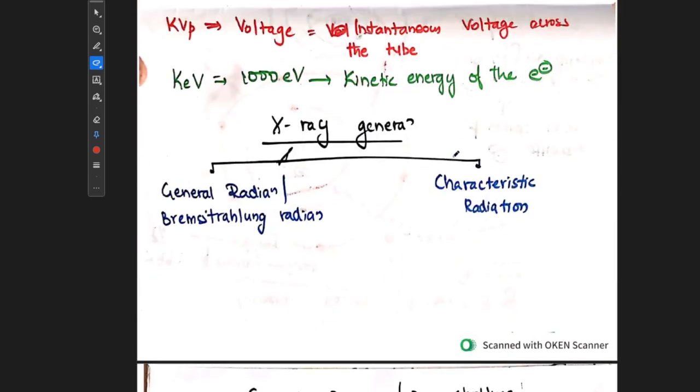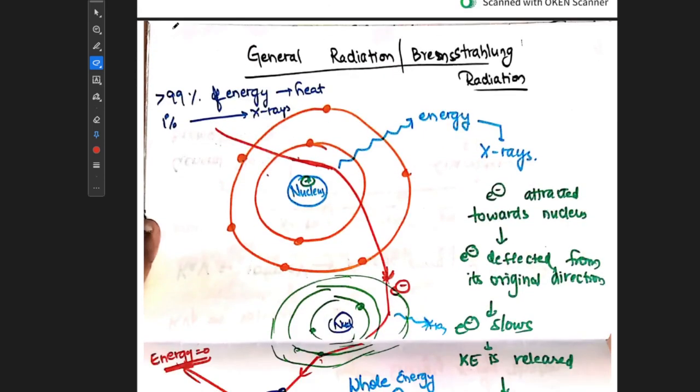So let us first learn about the processes of generation of X-rays. There are two important processes by which X-rays are produced. One, we have Bremsstrahlung radiation or general radiation. The second process we have is characteristic radiation. Let us learn both of them in detail, which is very, very important.